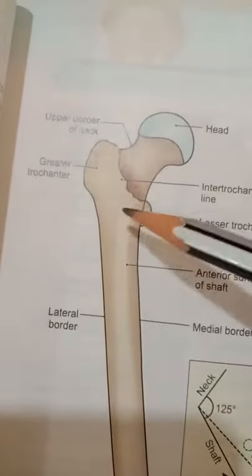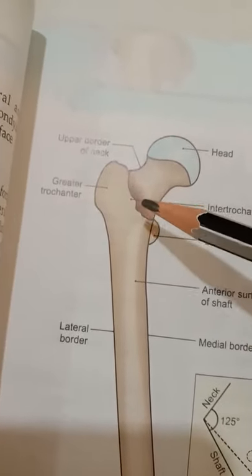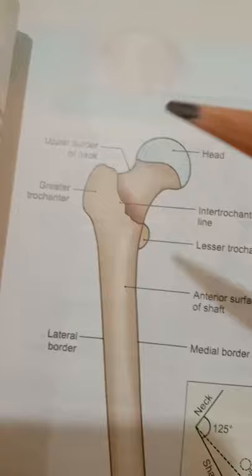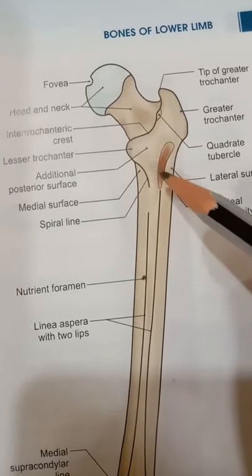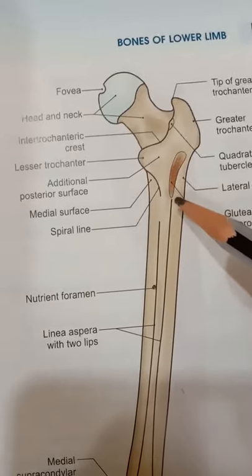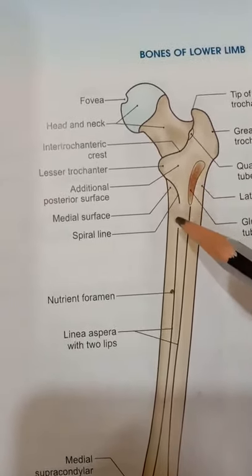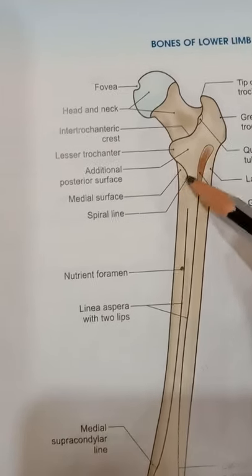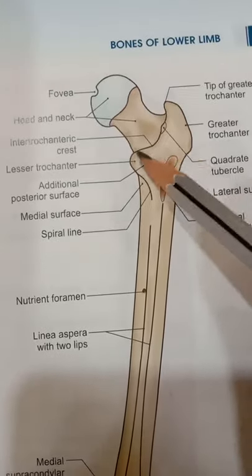The spiral line winds around the shaft below the lesser trochanter to reach the posterior surface of the shaft. So here you can see, that is the spiral line, this one, which winds around the shaft below the lesser trochanter to reach the posterior surface. So that is the posterior view. Then the intertrochanteric crest. So this one.